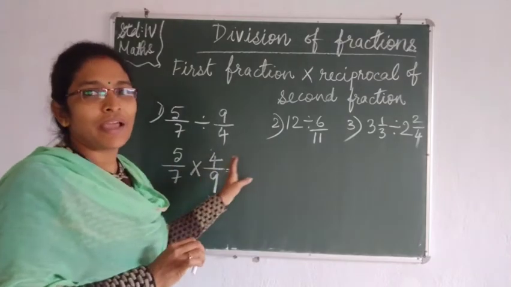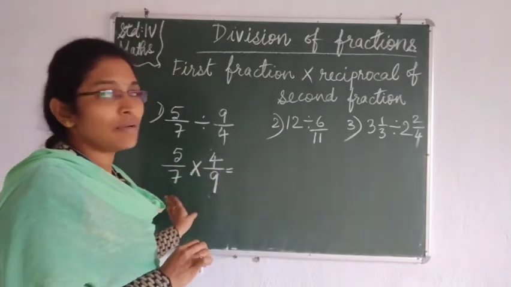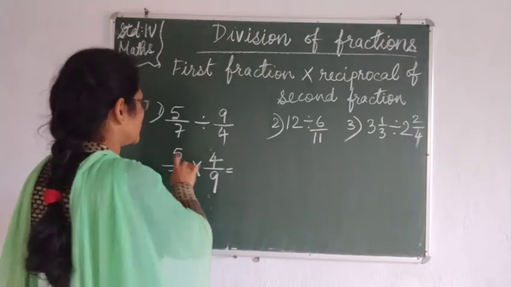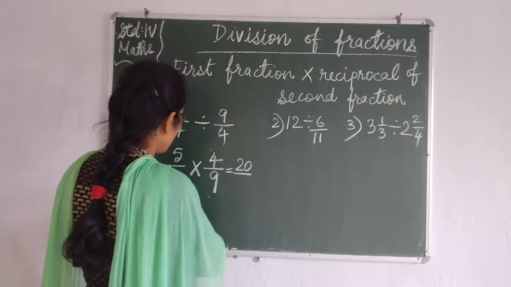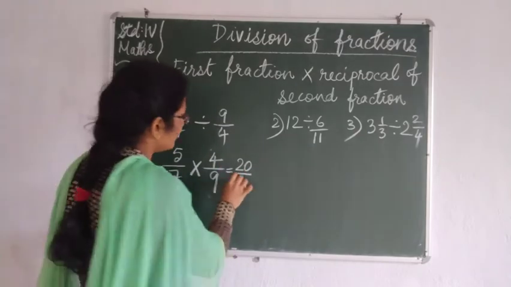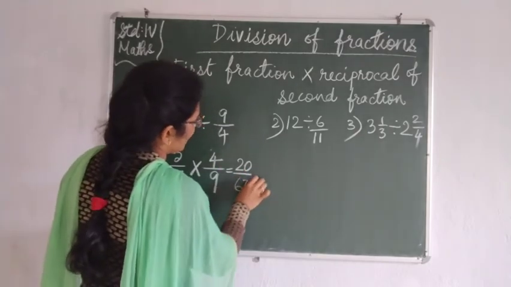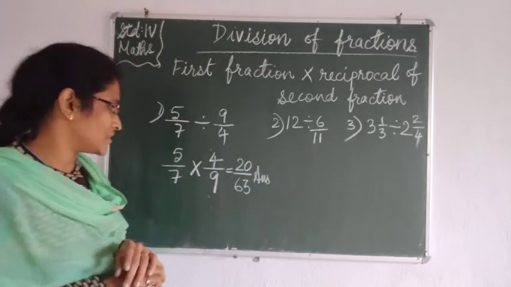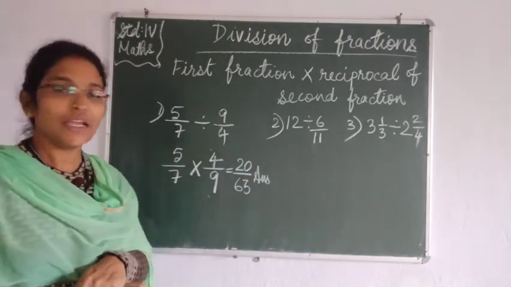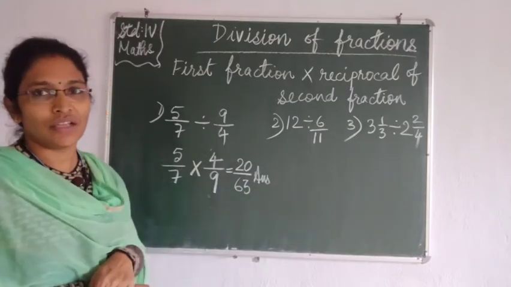We can multiply the numerators and multiply the denominators. 5 4s are 20, by 9 7s are 63. Your answer will be 20 by 63.